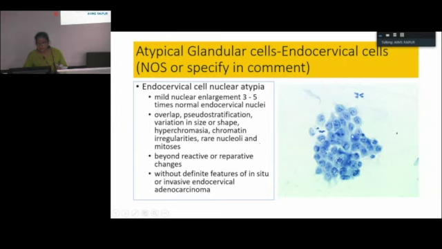But this atypia is beyond that for reactive or reparative changes. There, the nuclear size has to be less than 3 times the size of an intermediate cell nucleus. Okay. Now, what are the other things? On the lower spectrum, it should be more than the size of a reactive nucleus, and on the other extreme spectrum, there should be no definite features of adenocarcinoma in situ or invasive adenocarcinoma. All right.